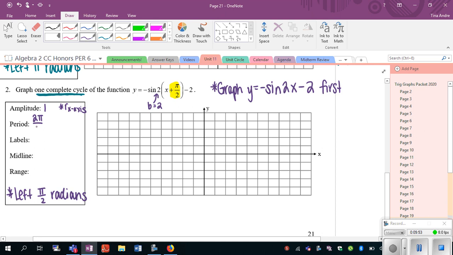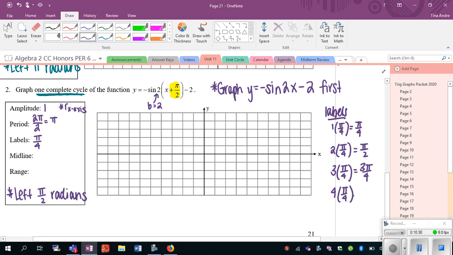So to find the length of 1 cycle, I'm going to do 2 pi divided by 2. So that gives me pi. My labels are going to be that pi divided by 4. So each increment is going to be pi over 4. So again, for the labels, you can list these off to the side if it helps. So I have 1 times pi over 4 is just going to be pi over 4. 2 times pi over 4 is going to be pi over 2. 3 times pi over 4 is 3 pi over 4. And 4 times pi over 4 is going to be pi.